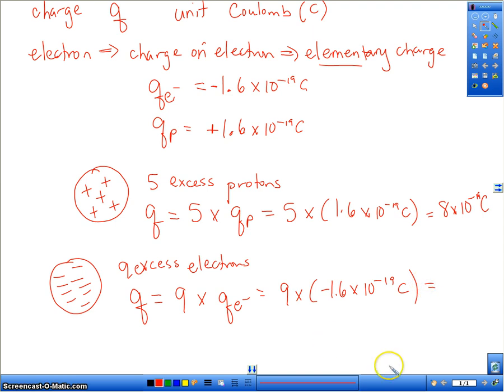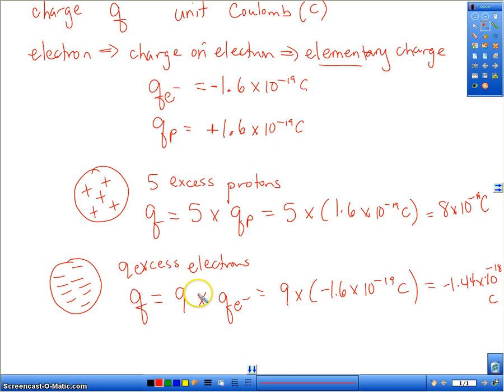And I can figure that out. So I would just plug that into my calculator, and I would end up with a negative 1.44 times 10 to the minus 18 coulombs. So that would be the charge on that specific object. So all in all, very easy.